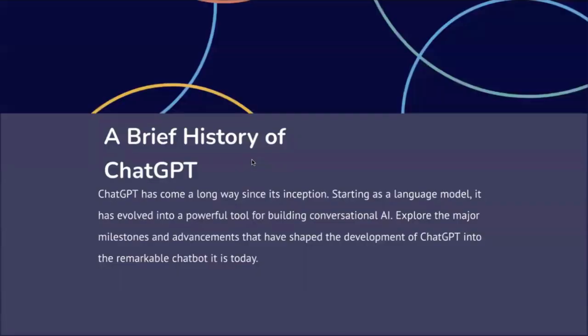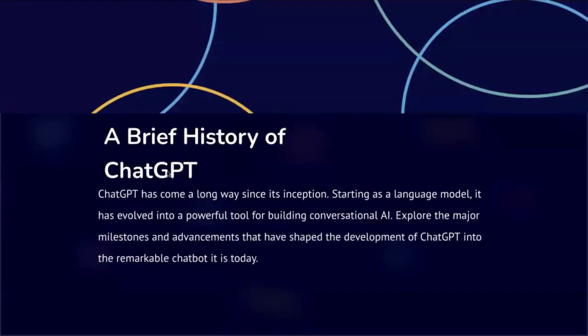What I want to tell here is a little bit of the history of ChatGPT. ChatGPT has come a long way since its inception. Starting as a language model, it has evolved into a powerful tool for building conversational AI. Explore the major milestones and advancements that have shaped the development of the remarkable chatbot that ChatGPT is today.